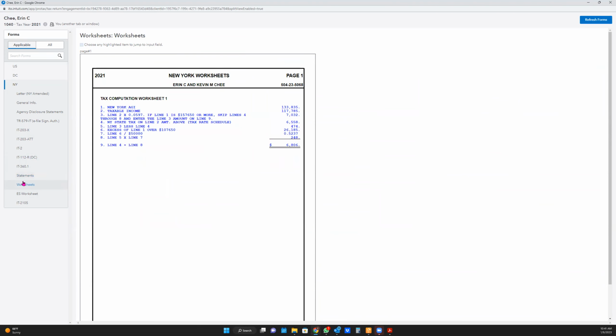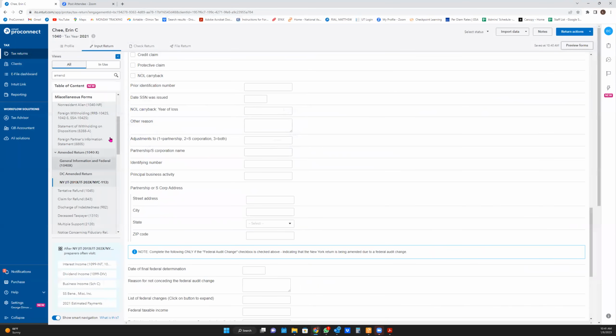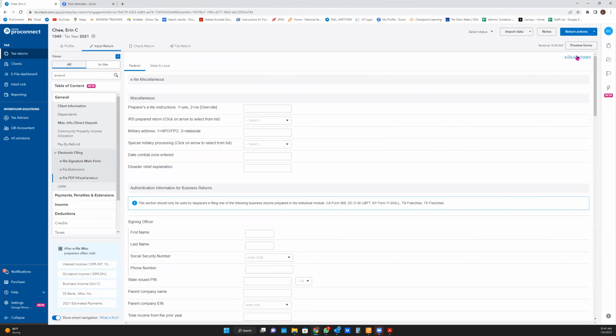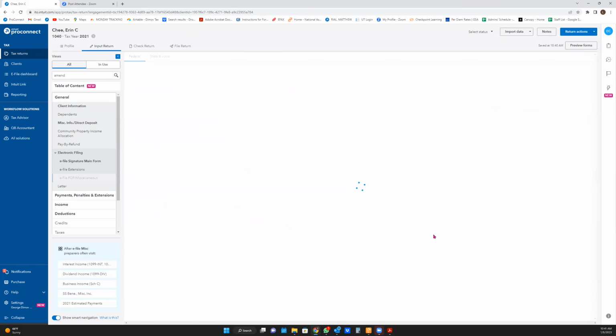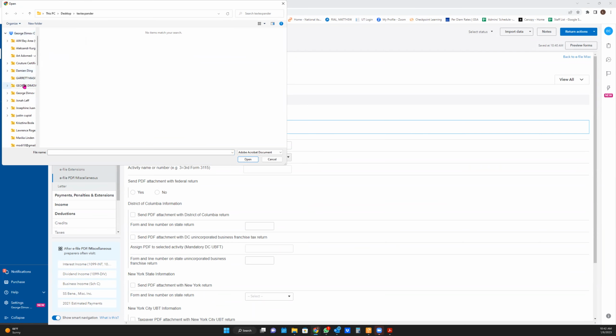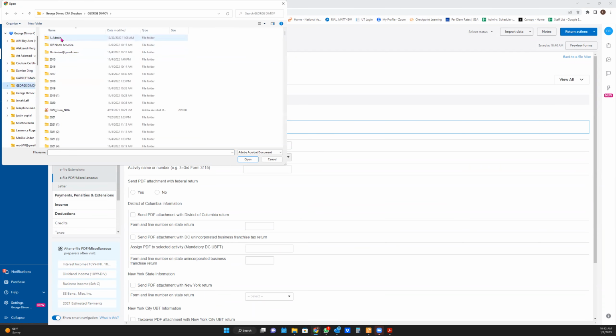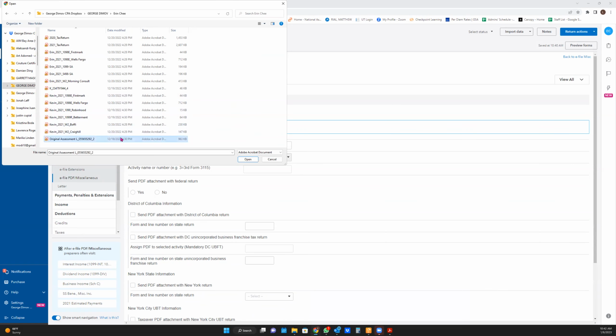We have our statements, we have the worksheets. What we also should do, and this is what's going to be done within this tax return, when we go into electronic filing, here it says e-file PDF miscellaneous. We're going to go all the way over here, e-file attachment. It's going to be a PDF attachment. We're going to go to Dropbox, search for Erin, and we must close this. And this is what we're going to attach.